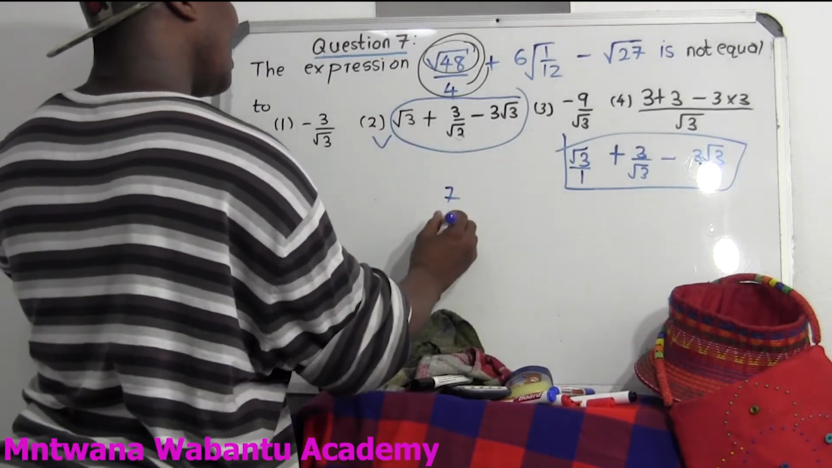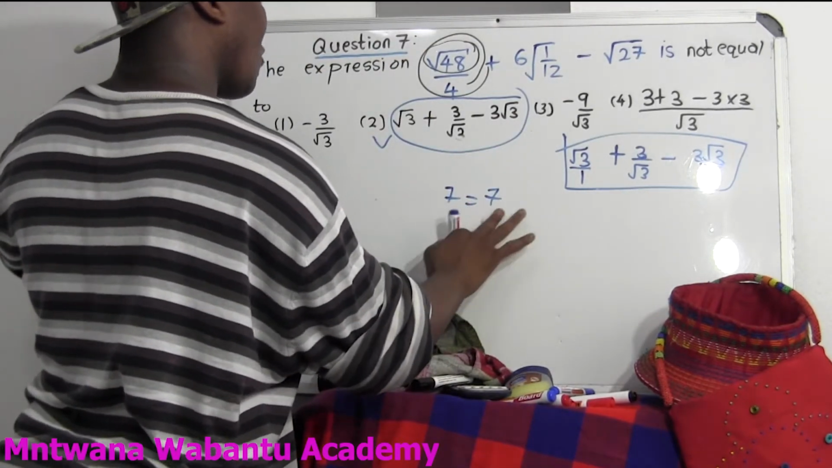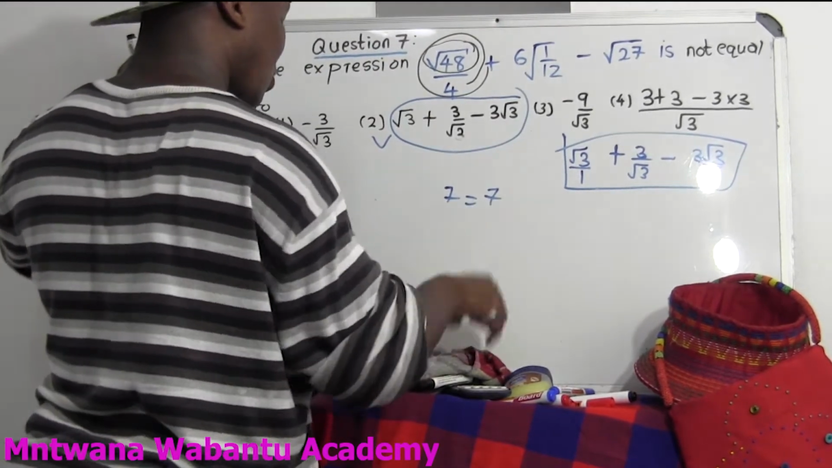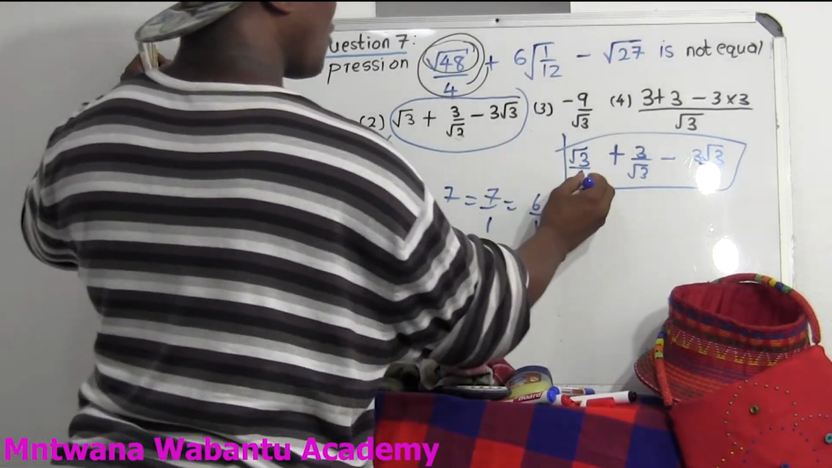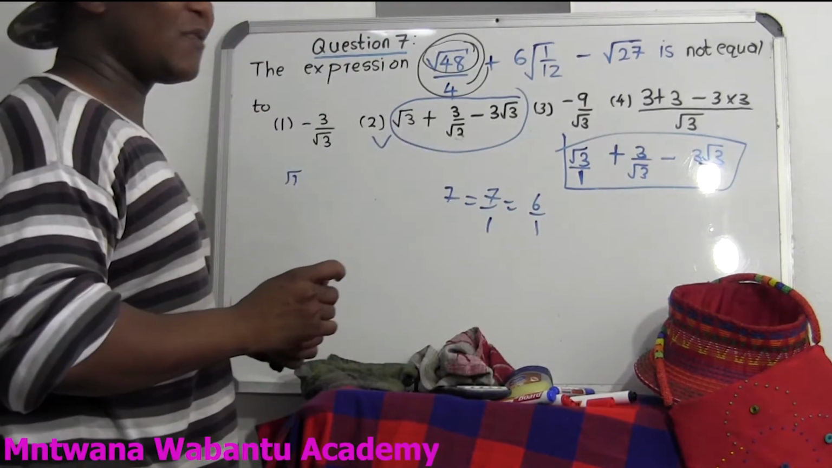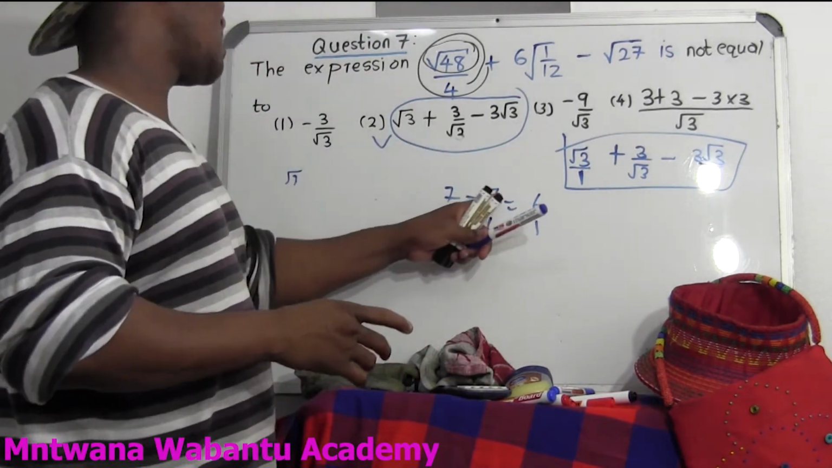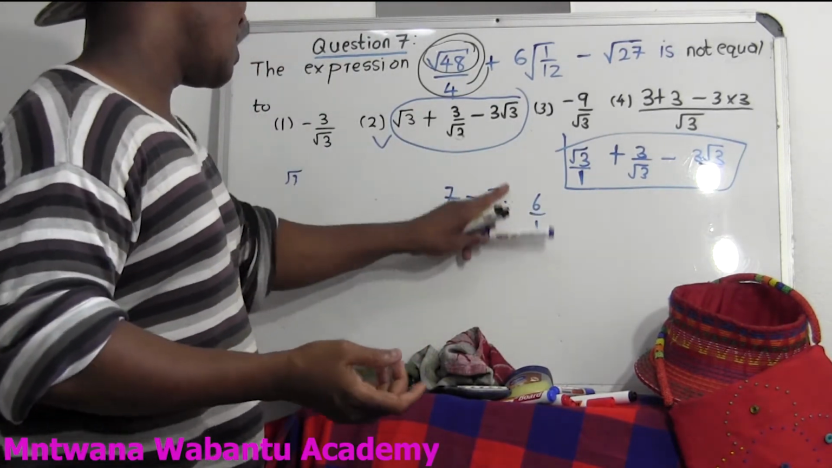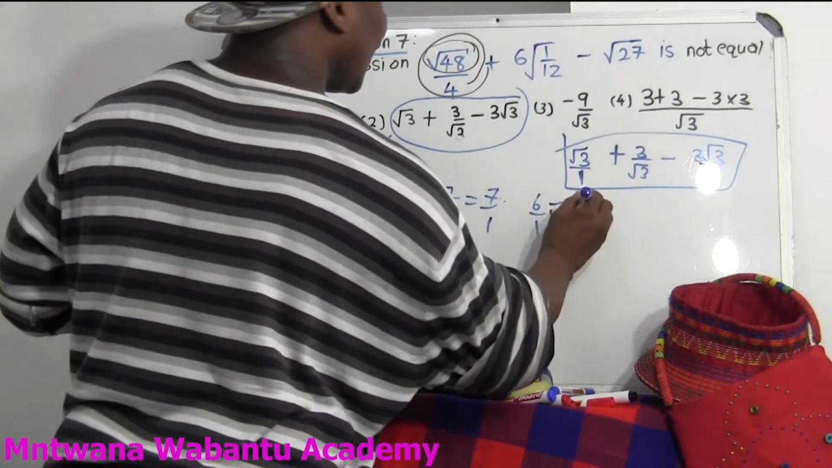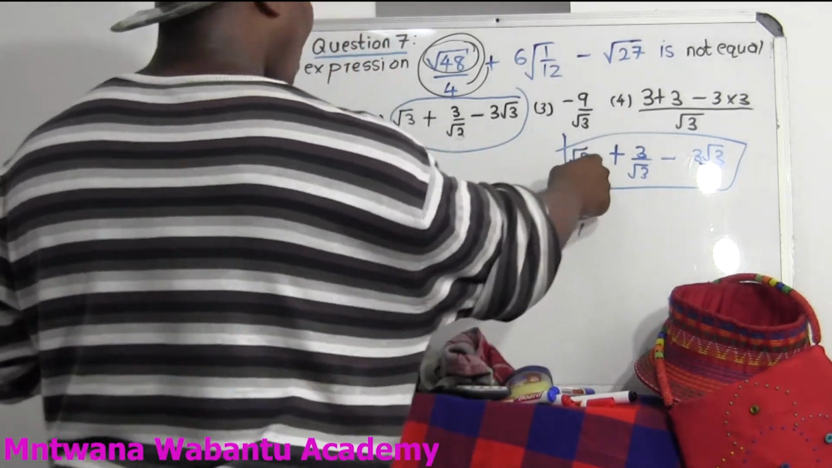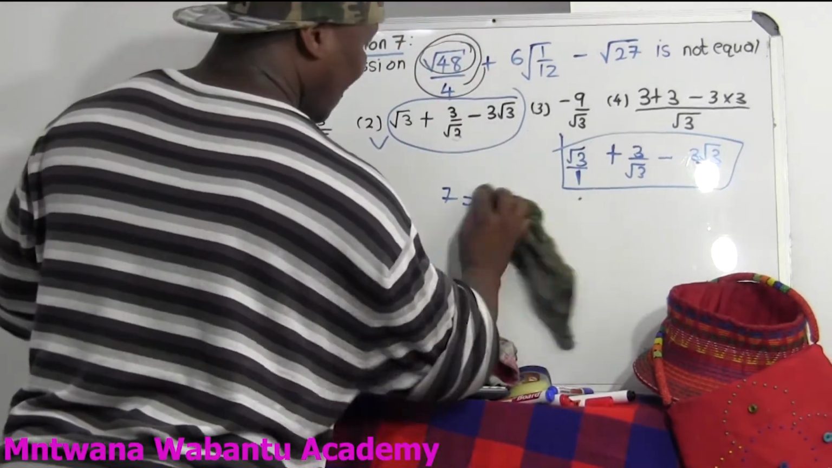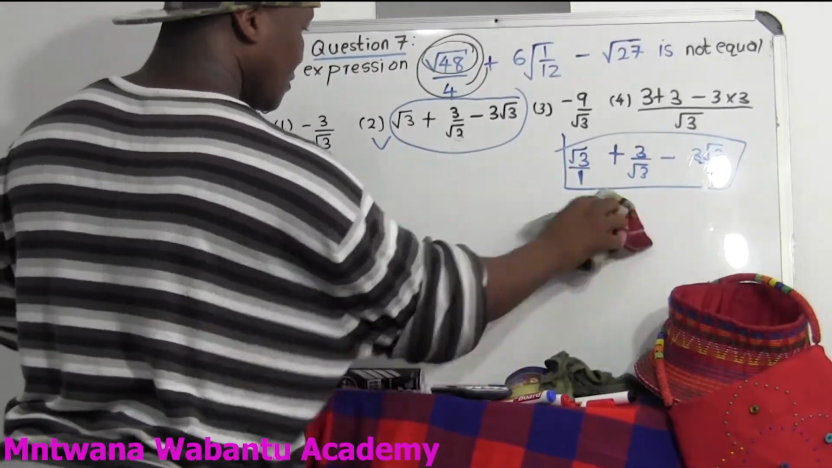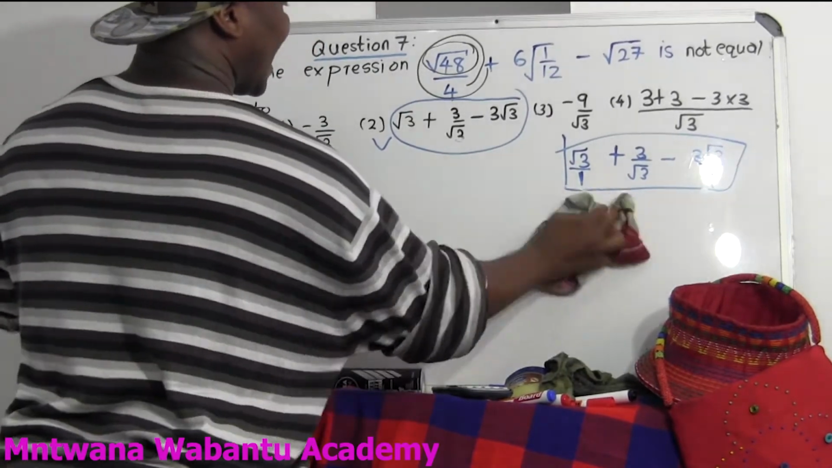Because if you have a 7, 7 is like 7 over 1. 7 over 1 equals 7. 6 is like 6 over 1. So if I say over 1, it doesn't make any difference, because if you take 7 and say 7 over 1, it is the same thing. If we say 6, and if we say 6 over 1, it's the same thing. So if I say over 1 here, it did not make any difference.